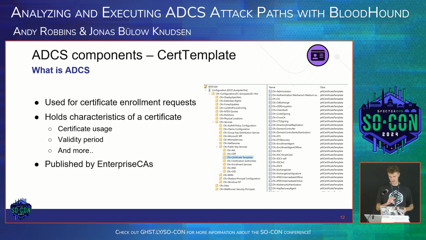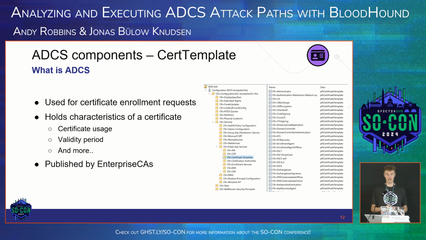The last component we want to talk about is the cert templates, which are the ones you're going to use when you're enrolling a certificate. When you ask an enterprise CA, give me a certificate, you have to specify a template that's used for the certificate. It holds a lot of characteristics of the certificate that you are requesting. It also specifies some properties for how the enrollment has to happen, and it holds settings like how long this certificate is going to be valid and so on.